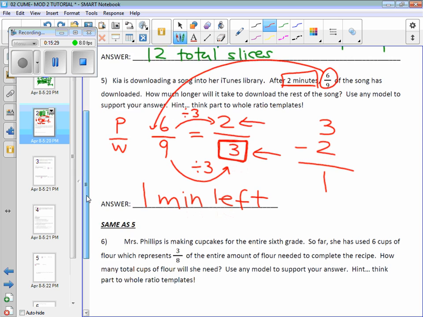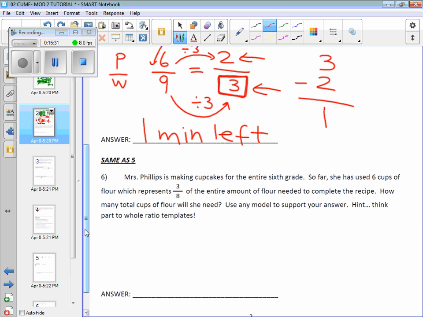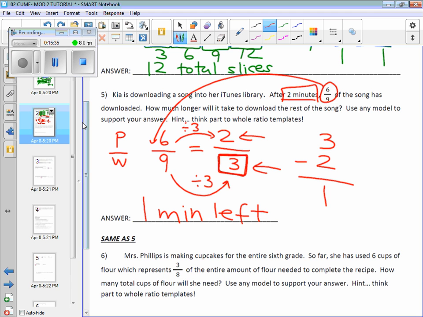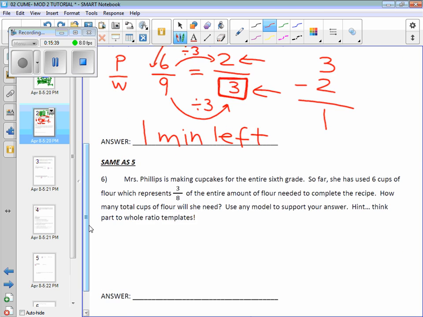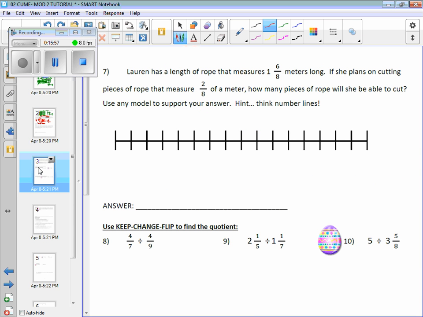Now, number 6 I'm not actually going to do, because really number 6 follows the same steps as number 5. You're going to do a part to whole ratio. You're going to substitute in your fraction. Figure out whether what they give you in the word problem is a part or a whole, and find your missing piece the same way. And we're going to move on to number 7.